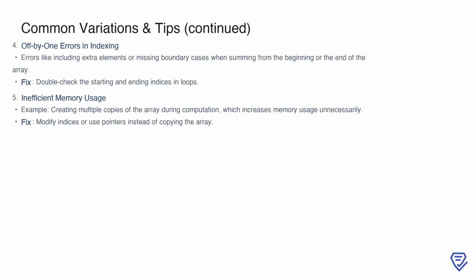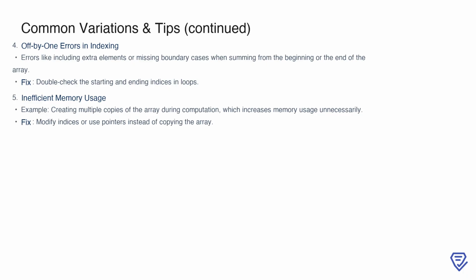In addition to those, there are other common errors to watch out for. Off-by-one errors in indexing are particularly troublesome. These occur when you include extra elements or miss boundary cases while summing from the beginning or the end of the array. To avoid these mistakes, double-check all your loop indices and ensure they align with the intended logic of your solution.